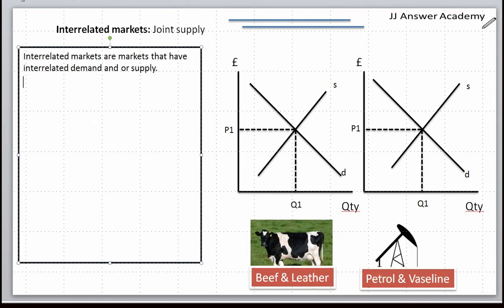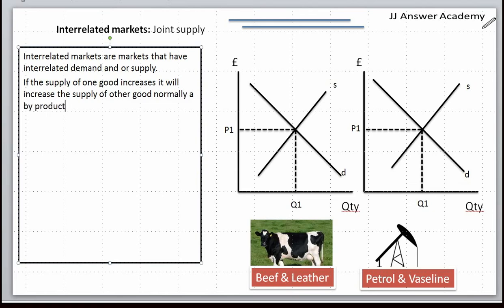So if the supply of one good increases, it will increase the supply of another good, normally a byproduct, which has a market because it's sold in the market as well. And vice versa. If the supply decreases, the supply of the byproduct will decrease too.